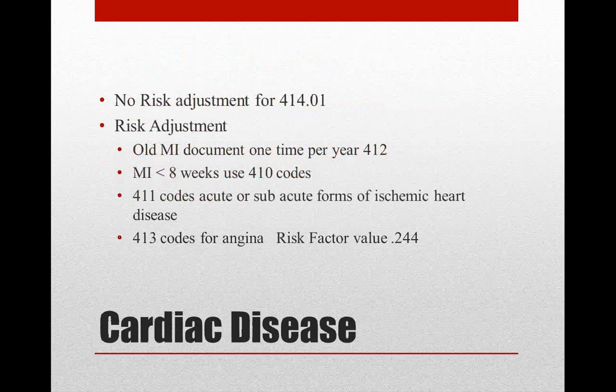Cardiac disease, many of us use 414.01. Well, that gets $0, no risk adjustment. However, they do risk adjust old MI. One time a year, you've got to document the 412 code if they've had an old MI. An MI of less than 8 weeks, you use the 410 codes. Of course, if you had subacute or acute forms of ischemic disease, you use the 411 and the 413 codes for angina. Those all risk adjust.